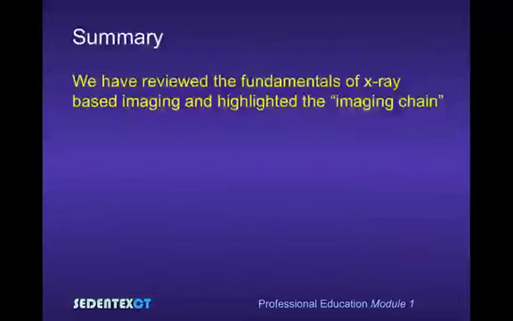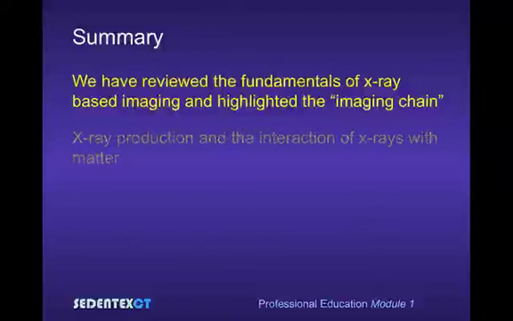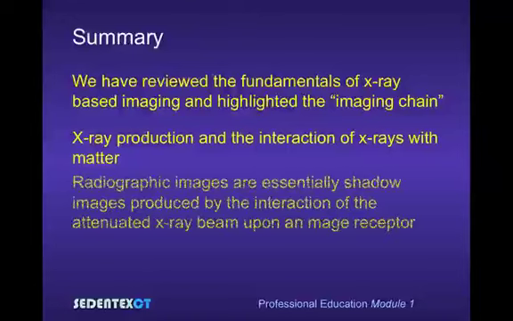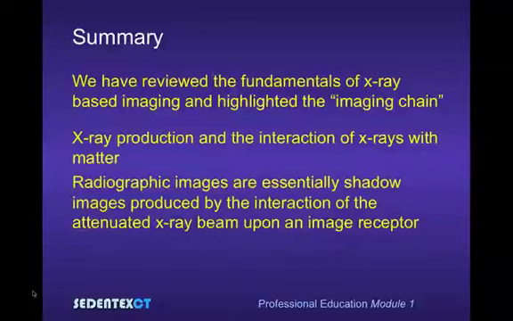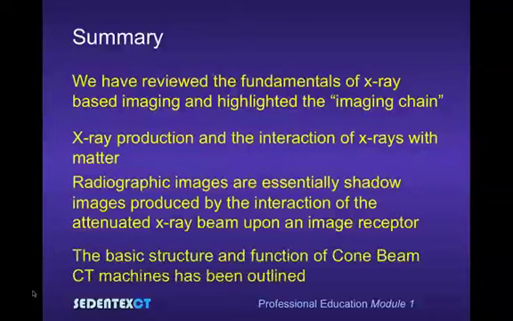So in summary, we have reviewed the fundamentals of X-ray based imaging and highlighted the concept of the imaging chain. X-ray production and the interaction of X-rays with matter have also been reviewed. We know now that radiographic images are essentially shadow images produced by the interaction of the attenuated X-ray beam upon an image receptor. And we've reviewed the basics of the structure and function of cone beam CT machines.